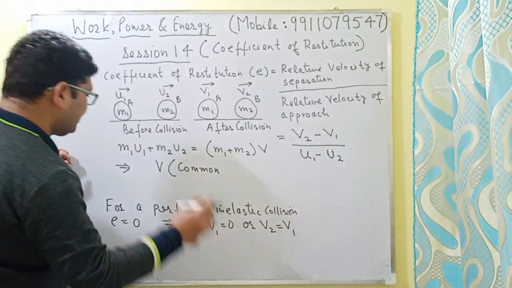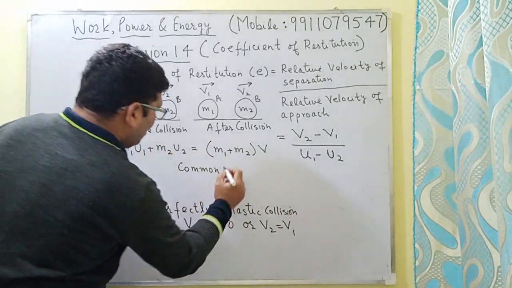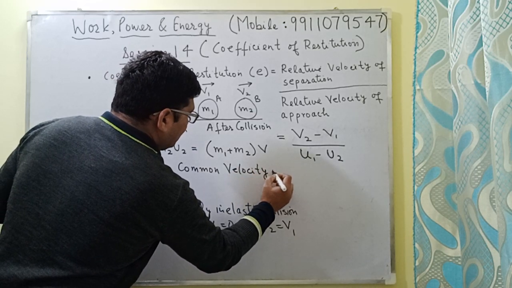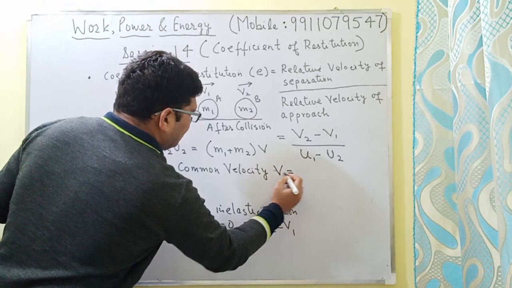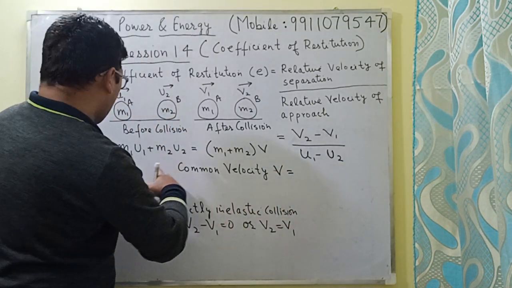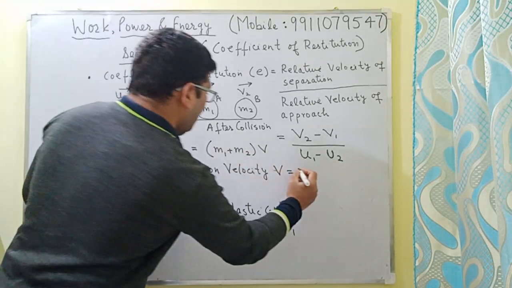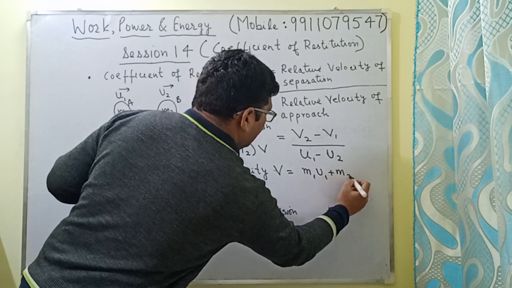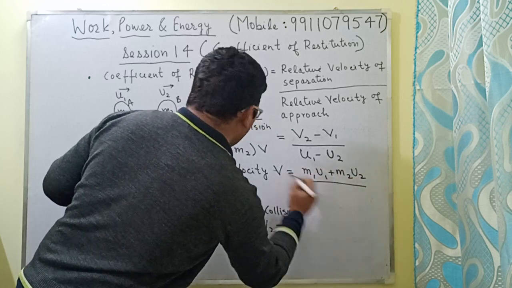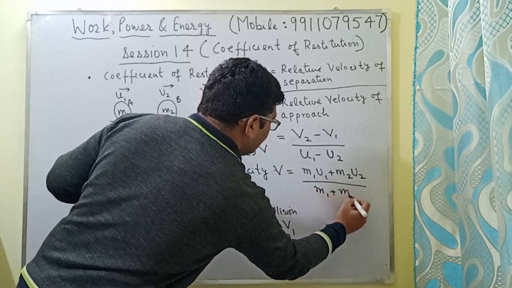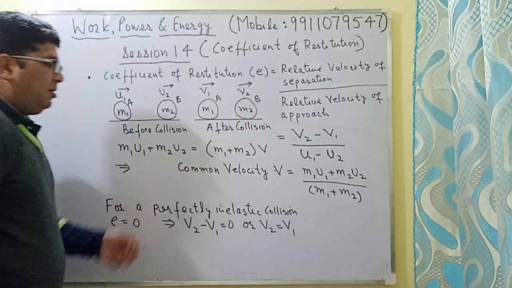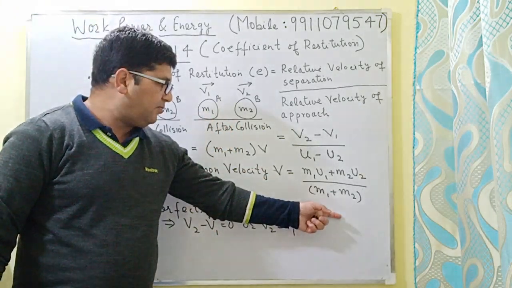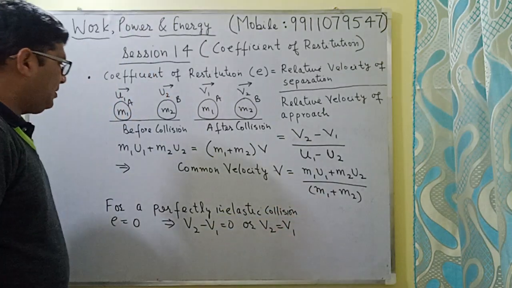So in this case, for a perfectly inelastic collision, the common velocity v will be equal to m1 u1 plus m2 u2 divided by m1 plus m2. So after the collision, both these two bodies will move with this common velocity.